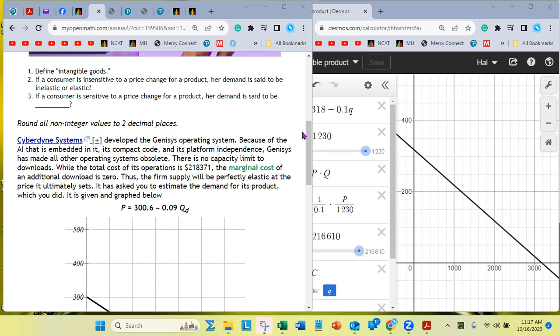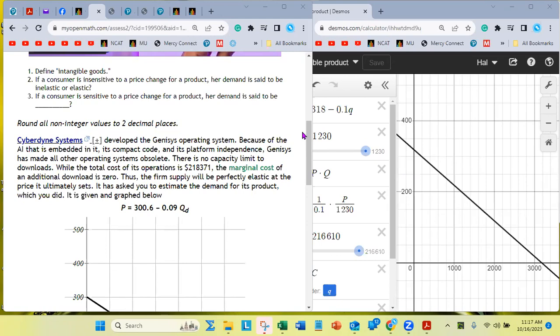It's a fictional company in the Terminator 1, 2, 3, 4 universe. And in the latest iteration, Terminator Genesis, it developed this Genesis operating system. And we're going to assume that because the AI that is embedded in it, its compact code, its platform independence, Genesis made all of their operating systems obsolete, and everybody downloads, right? And there's no capacity limit to these downloads.